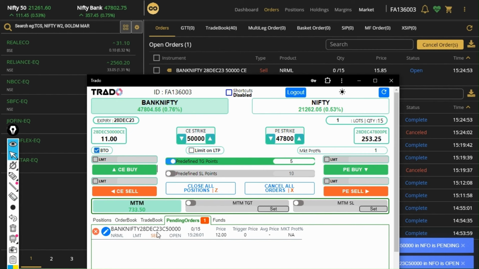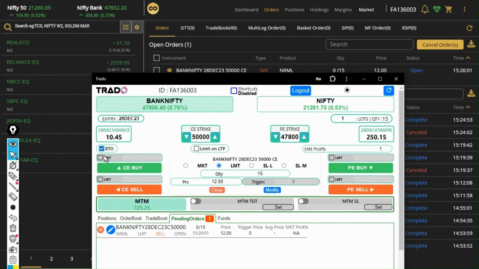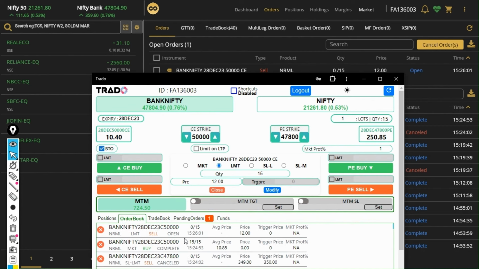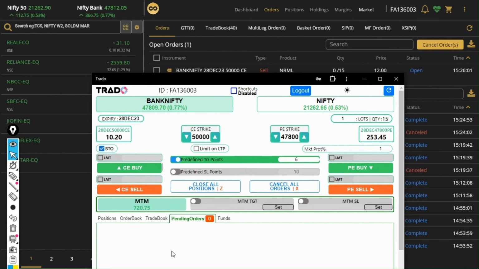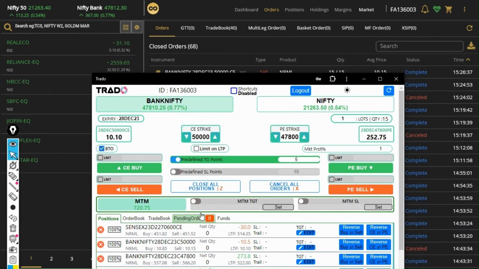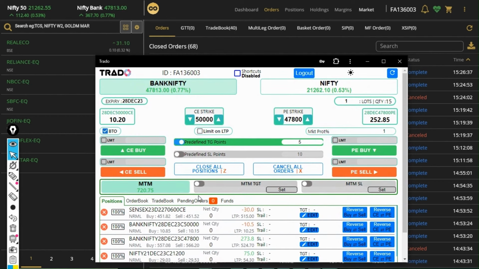And if I want to modify this sell order to make it an SL, currently I bought it at 10.85 and the market is running at 10.35. If I change this to 8, in this case your order will directly get exited. Whatever your price is going on, it will get exited, because for going below LTP, see, if I take one more position.